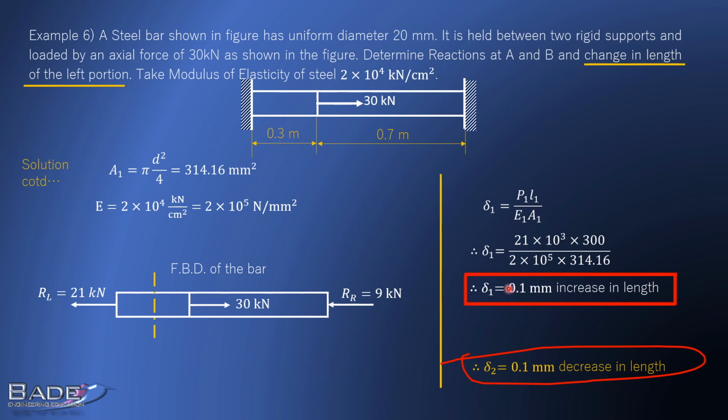Have you realized delta 1 plus delta 2 is 0. Increase positive, decrease negative. So total change in length is 0. Okay. So this is change in length of the second portion. Of course, it is not asked, but for your understanding, we discussed it. Let's proceed.